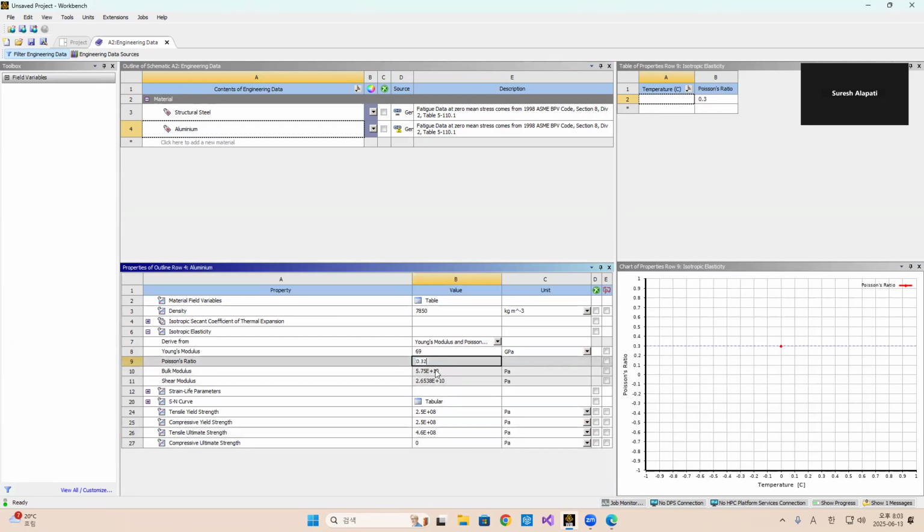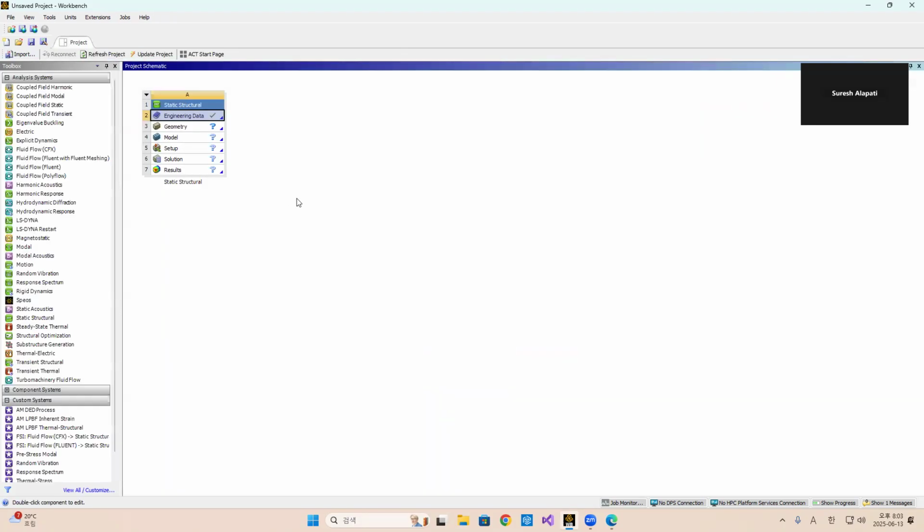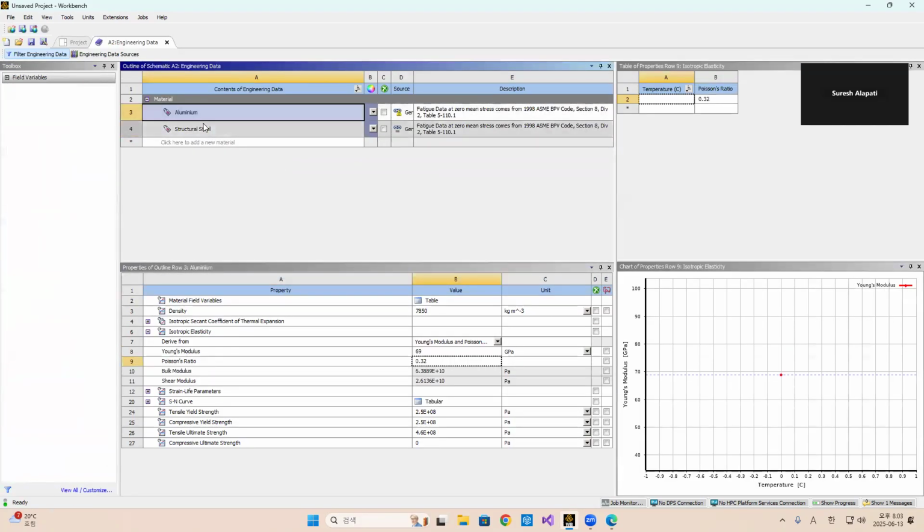Actually, you don't need to change Poisson's ratio because it's a line body. It only calculates the bending stress, maximum combined and minimum combined stress. It's only bending stress. So engineering data is changed: one is aluminum and another one is steel.